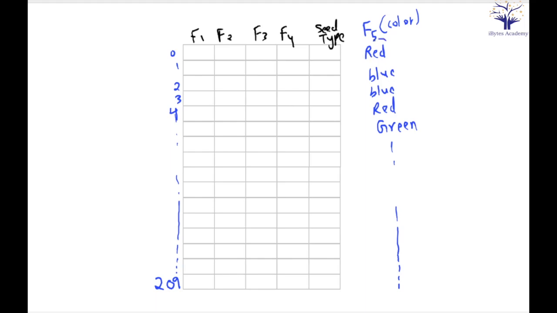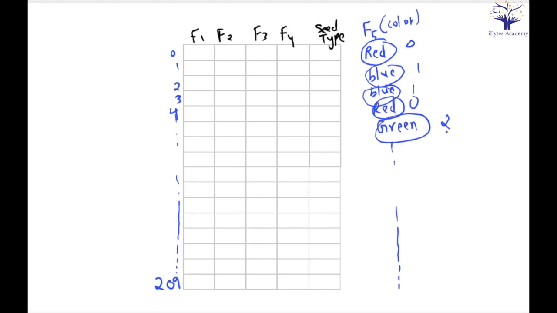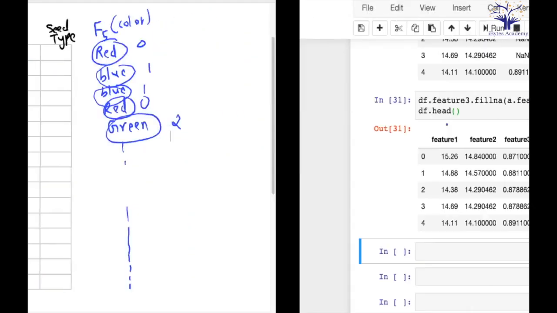Let's say wherever there is red, I can replace it with 0. Wherever there is blue, I can replace it with 1. Where there is green, I can replace it with 2. In this manner, we will have to convert each of my strings into numbers, right? Okay.